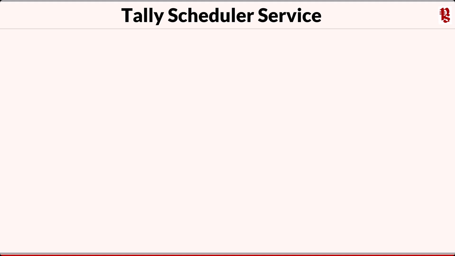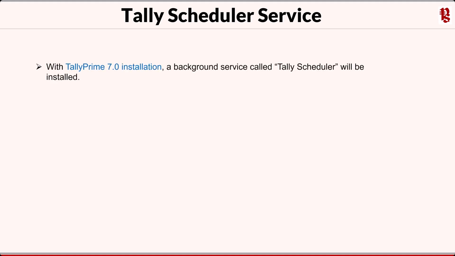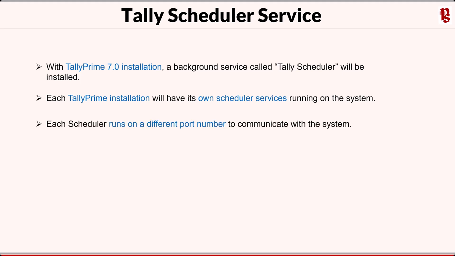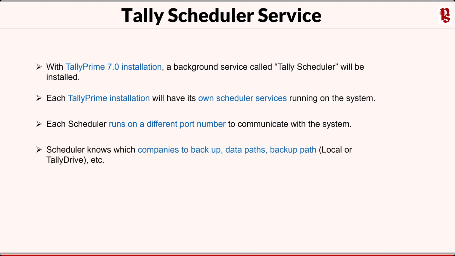To manage auto backup as per schedule, on installation of TallyPrime 7.0, a background service called Tally Scheduler will be installed automatically. Each TallyPrime installation will have its own scheduler services running on the system. Each scheduler runs on a different port number to communicate with the system. Scheduler knows which companies to backup, the data path, and the backup path for both your local and TallyDrive.